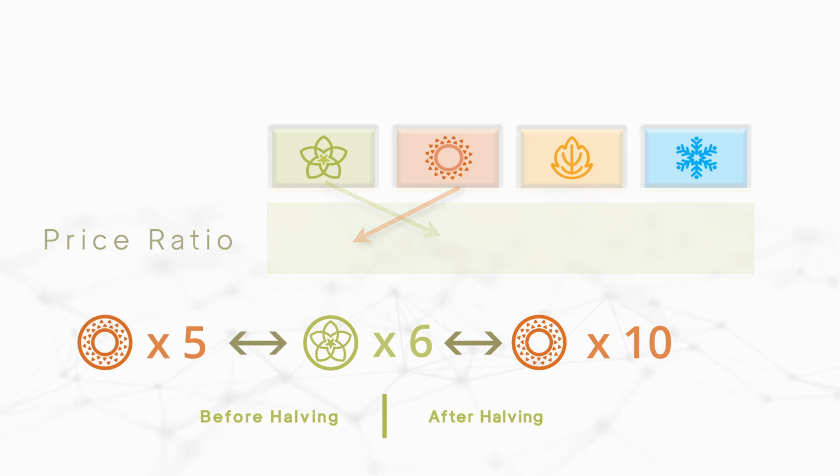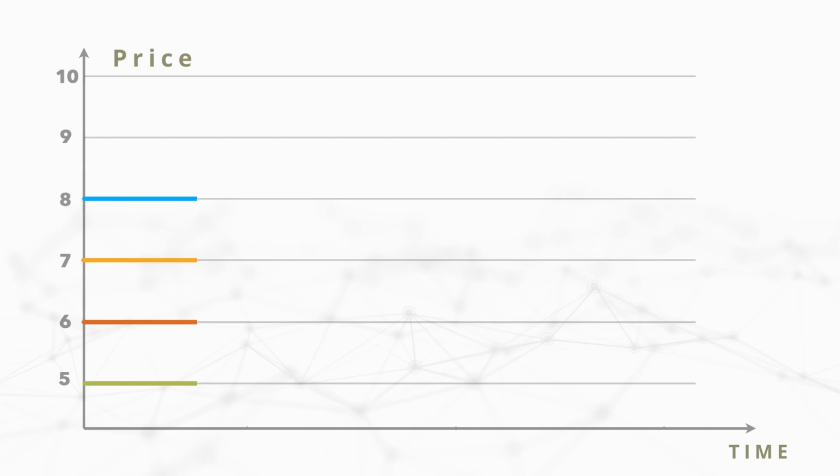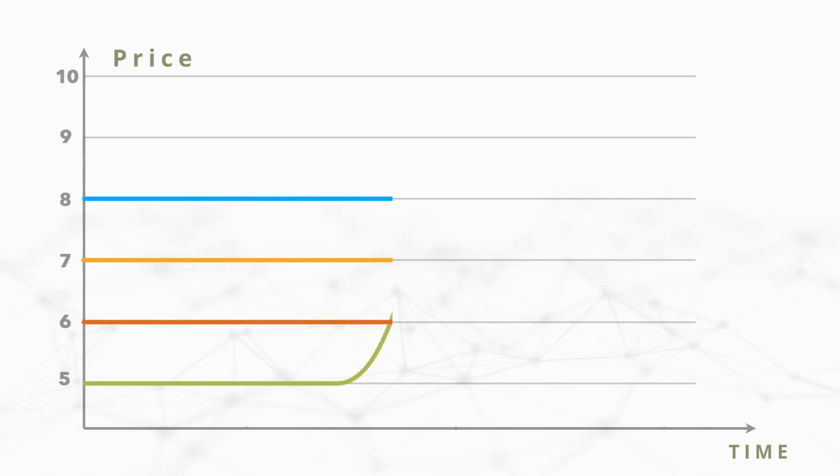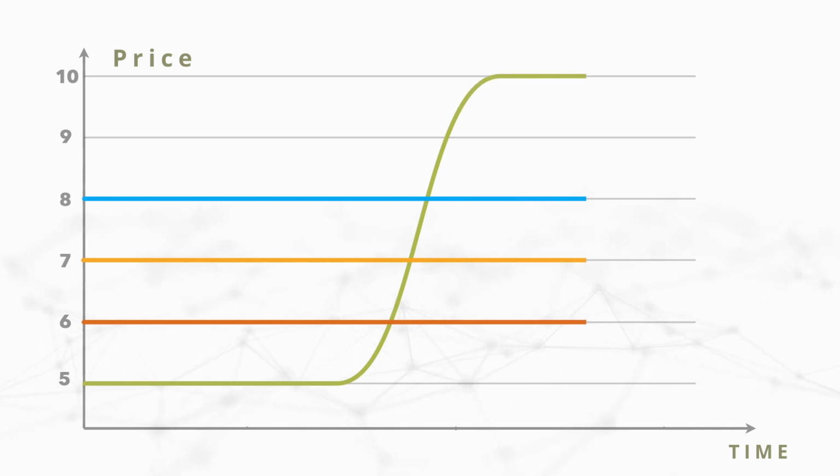We can illustrate the situation like this. Before the Spring halving, the prices are 5, 6, 7, and 8. And after the halving, the price of Spring has doubled relative to the other 3 tokens. There are 3 classes of investors who can take profits now that the prices have reached their target ratio.